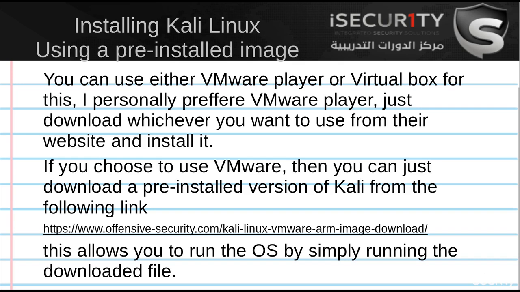If you choose to go with VMware, then you don't actually need to install anything. You can just download a pre-installed version of Kali Linux using this link. I'll also put it in the resources on Udemy. So basically, you'll just download that file, install VMware, and double-click the file, and that's it. You have Kali Linux installed and ready to use. The only difference is that these pre-installed versions usually come out after the release, after a week or maybe days, depending on when they want to make and release them.